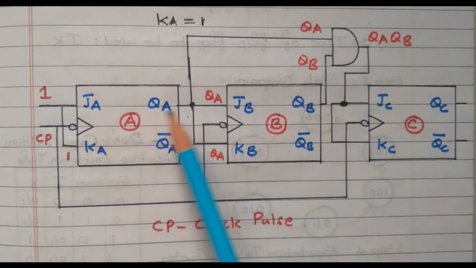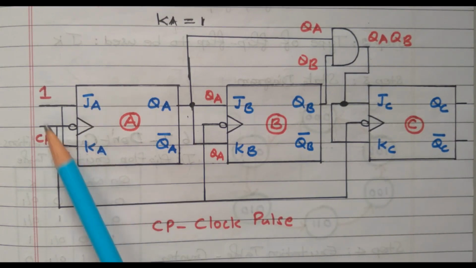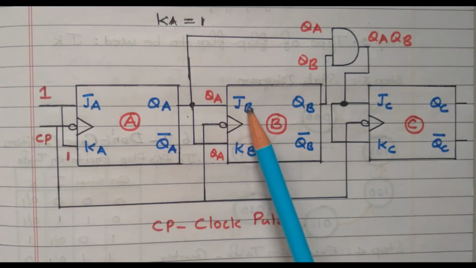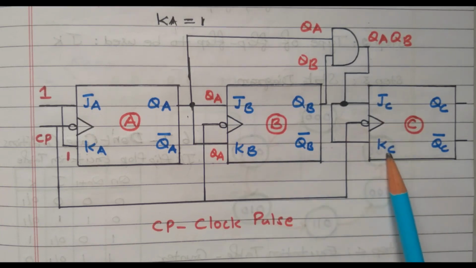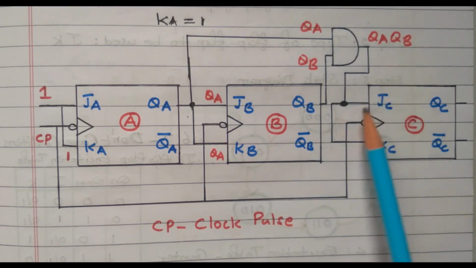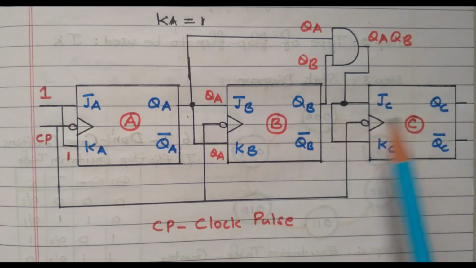So all 6 inputs are given. JA and KA is 1. Then JB and KB is QA. JC and KC is QA into QB, right? Now we have designed the 3-bit up counter, so that it will generate the 3-bit up count, that is from 000 to 111 in order, right? So in this video we discussed the design of the synchronous 3-bit up counter. Thank you for listening.